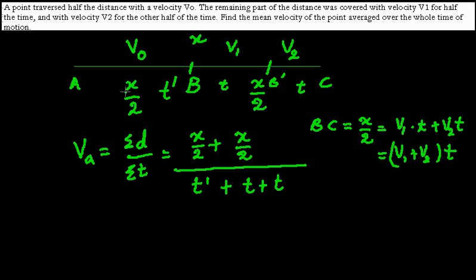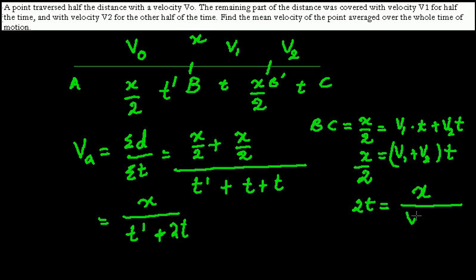See, we have two intervals of distance, which is x by 2 and x by 2, and three intervals of time, which would be t dash, t and t. So if you see, t would add up to 2t, so that would be x by t dash plus 2t. If you observe this particular equation which we have, x by 2 is equal to v1 plus v2 into t, by rearranging the terms, just writing x by 2 here for convenience, 2t would be equal to x by v1 plus v2.